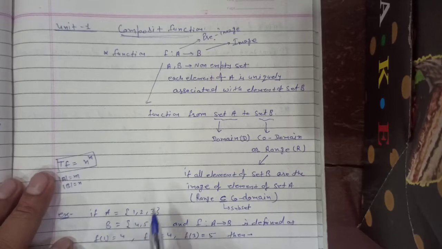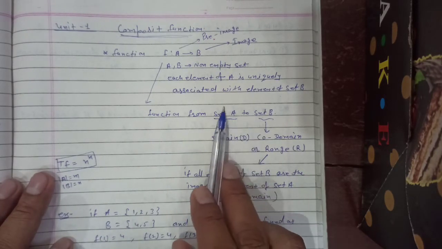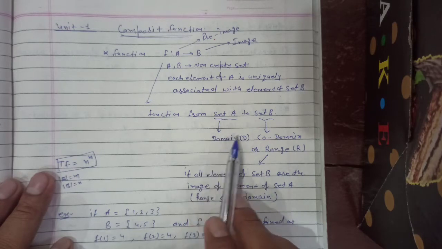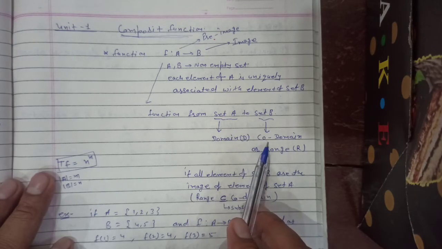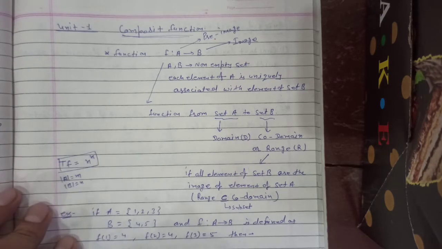Now, when a function is defined from set A to set B, set A is called the domain and set B is called the codomain. Now these three terms are mainly associated with, and important with respect to, the function.